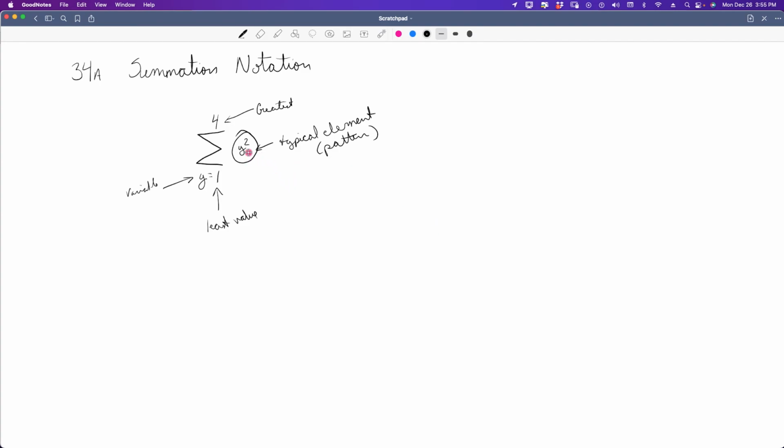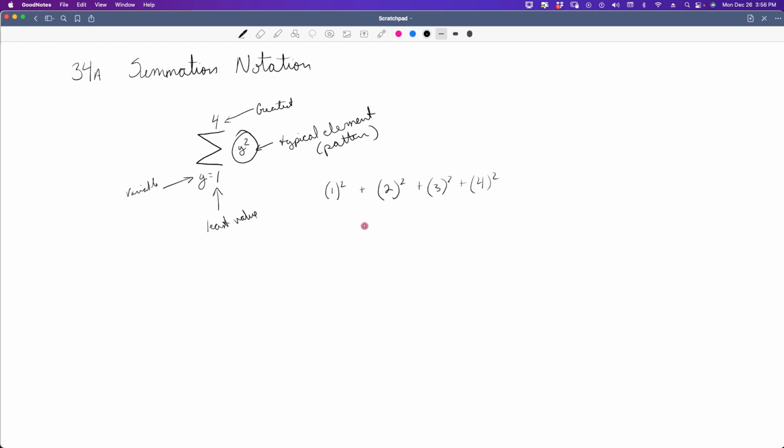So let's start with the first element. You're just going to start with whatever this pattern is and the lowest value. So this is going to be 1 squared because we're subbing in the 1 value for y. And we're going to add that to the next pattern. The next one is 2 because 2 comes after 1, and it's going to be squared. Plus 3 squared plus 4 squared. And 4 is as high as we want to go. So that's where we stop.